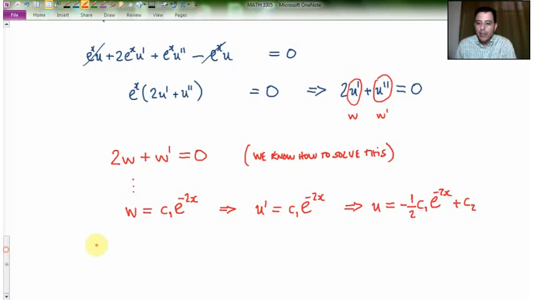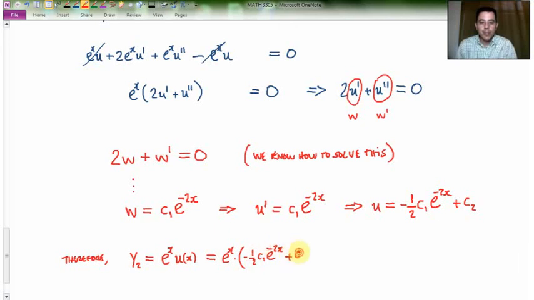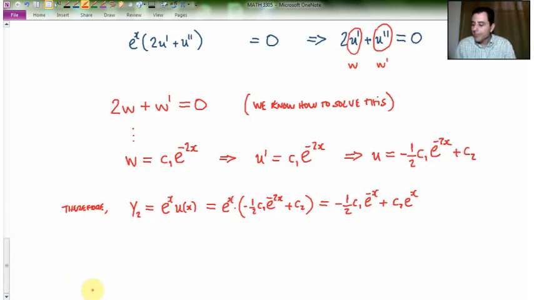So therefore, the second solution, remember, was e^x times the function u. So this would be e^x times that plus c2, so this would be e^x times (-1/2 c1 e^(-2x) + c2).